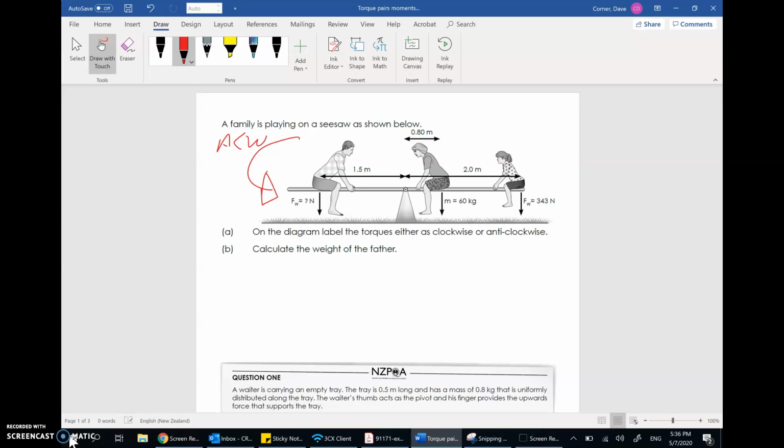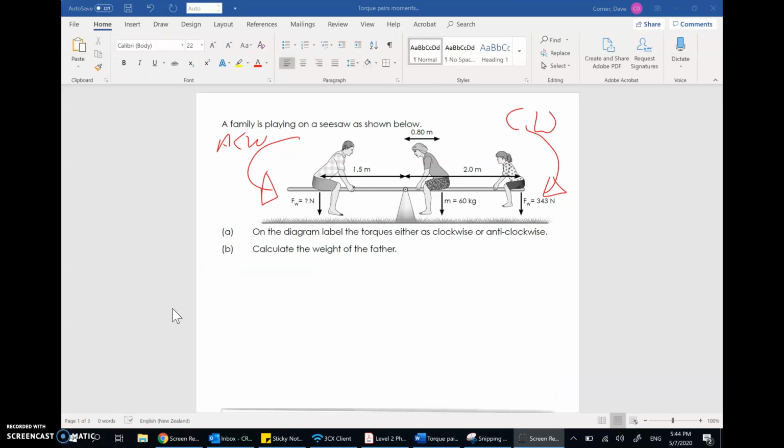Sorry about the drawing. On the right-hand side, if we look at the way the force of both the mother and the daughter is applied around the pivot, they are causing a clockwise torque because they are trying to turn the seesaw in a clockwise direction. Okay, part B asks you to work out the weight of the father. You'll notice that the seesaw is currently balanced, it's in equilibrium, it's horizontal, and the torques caused by the mother and the daughter are equal to the torque caused by the father.